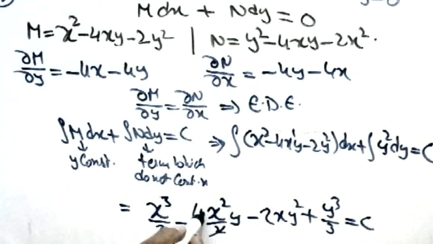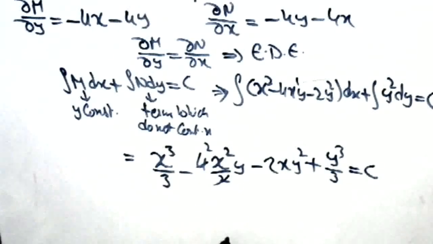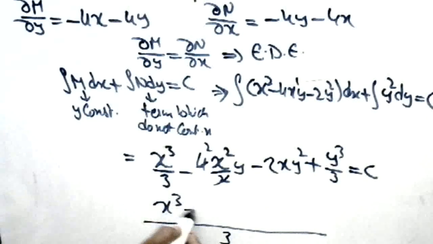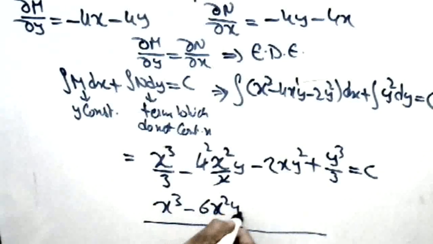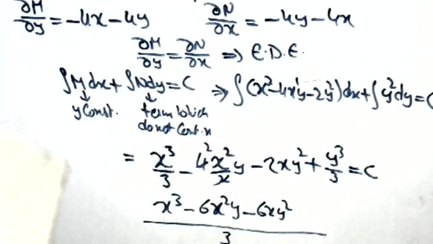Now we can leave it here, or if we want we can take the LCM. 2 ones are 2, 2 twos are 4. Now if we take the LCM, we are having 3 here, and this 2 will get multiplied with 3. So I am taking the LCM here. See here, 3 is as it is, x cube, minus 3 twos are 6, 6x square y, minus 3 twos are 6xy square. Now lastly y cube plus y cube, plus y cube equals c.